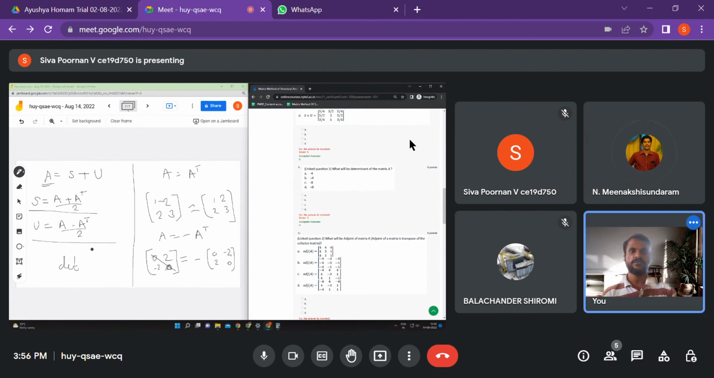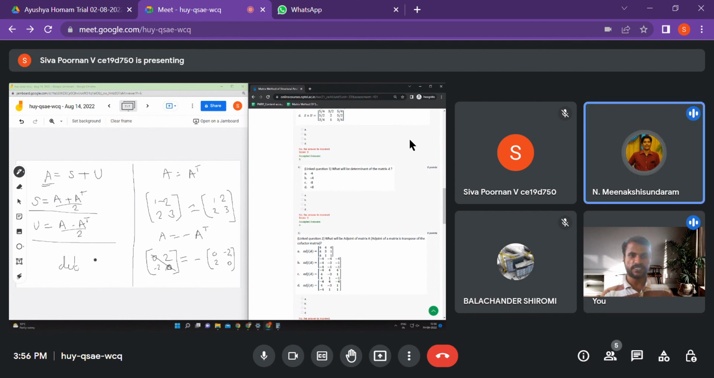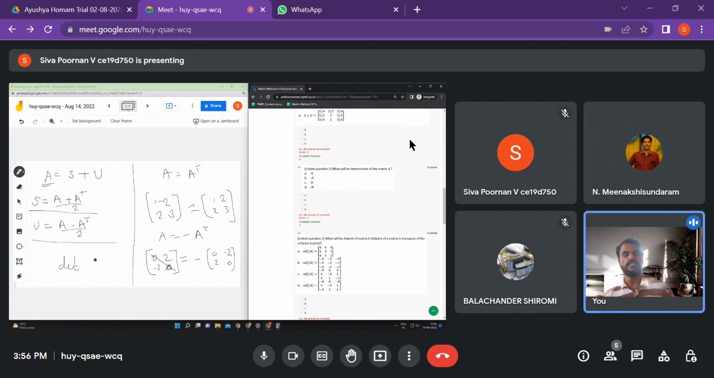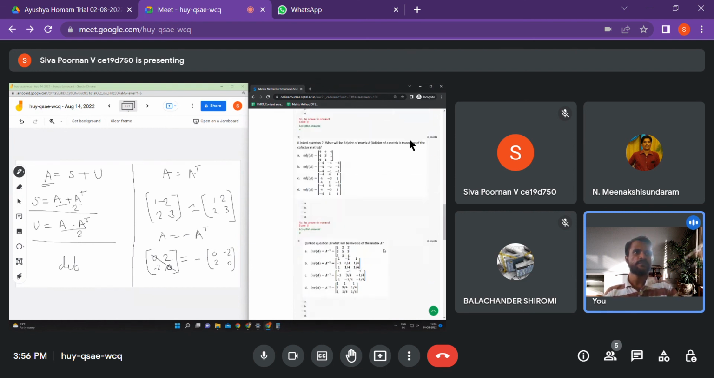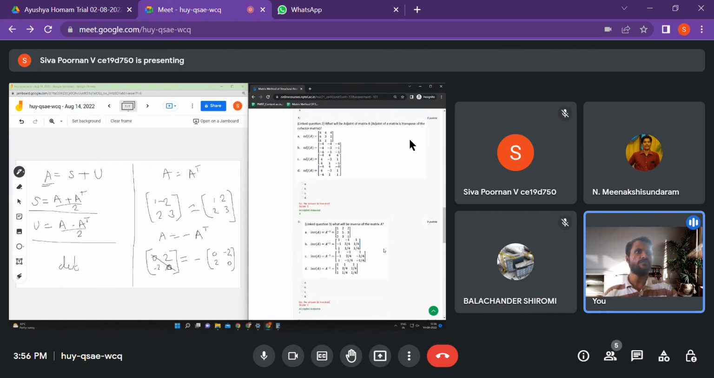Yes, so basically we take the minor of every element and then we substitute the appropriate signs. Plus and minus get alternated. If we do that, we'll find the cofactor matrix, and if we take the transpose of it, we get the adjoint matrix. This is also a calculation-intensive problem. We can do it. What will be the inverse of matrix A?